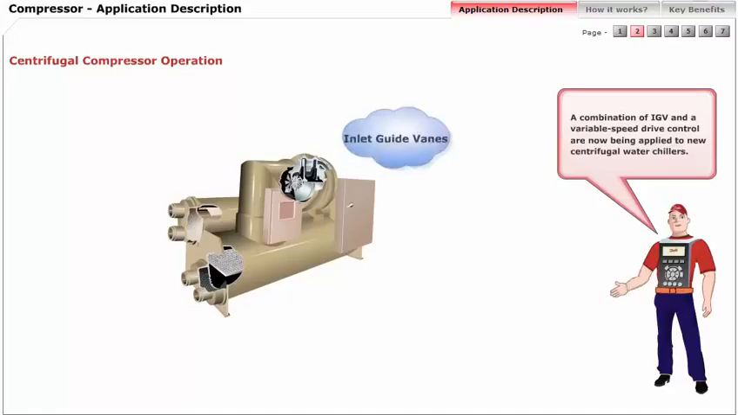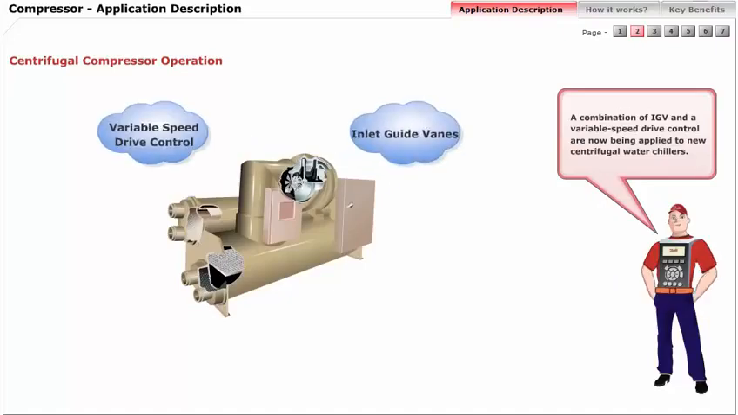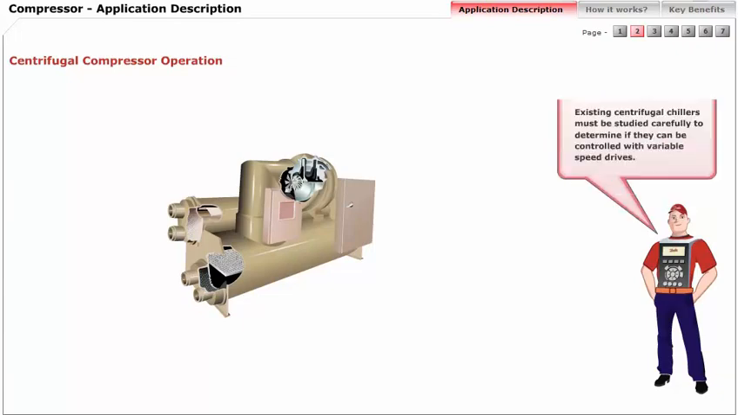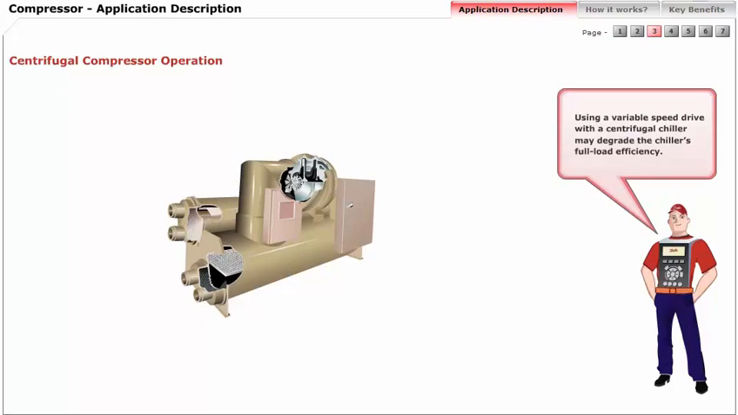A combination of inlet guide vanes and a variable speed drive control are now being applied to new centrifugal water chillers. Existing centrifugal chillers must be studied carefully to determine if they can be controlled with variable speed drives. Using a variable speed drive with a centrifugal chiller may degrade the chiller's full load efficiency.